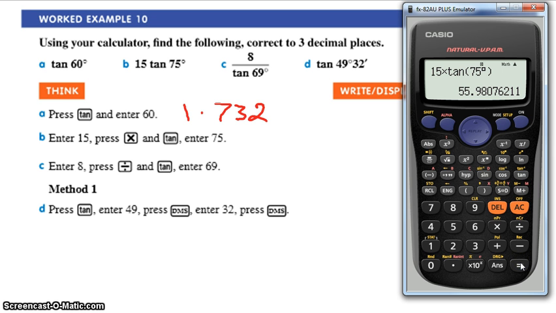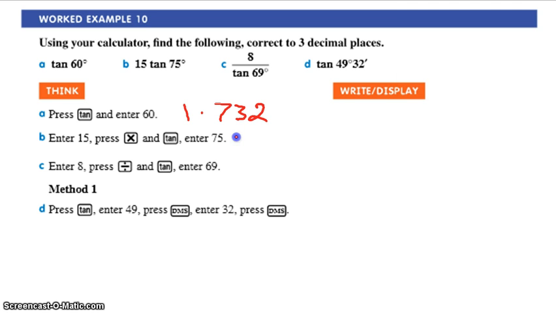Okay. Now, they've got 15 times 10. Let's try this. 15, 10, 75, close brackets. I haven't put times in. Equals 55.981. It's still the same thing. We don't write the times when we're writing it. You don't have to put it in. The calculator is smart enough nowadays to know that you mean times. So it's still going to give you the same answer. So that's 55.981 because the 7 rounded the 0 up to a 1.